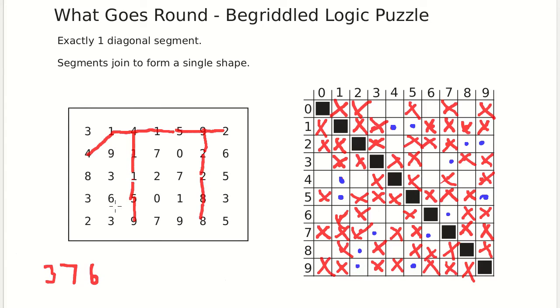Then looking at the 3 row, we can see that apart from the fact that the 3 joins to the 7, it must join to either the 0 or the 6. But we've already got this 3, 7, 6. So if the 3 is joined to the 7, the 6 is the other side of it. It can't join to the 6. So the 3 must join to the 0.